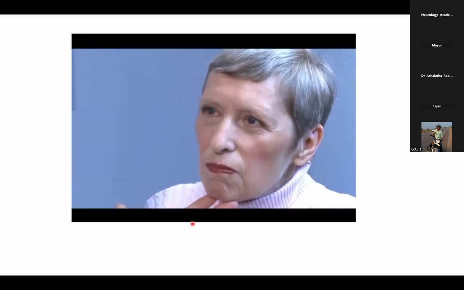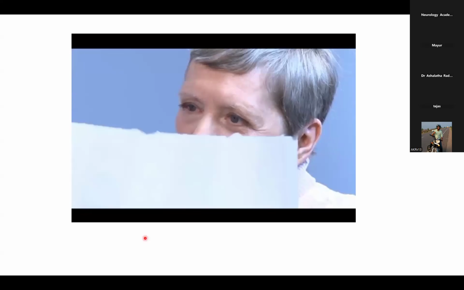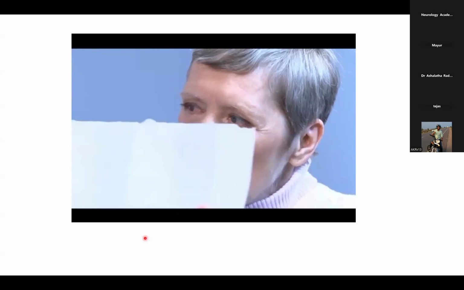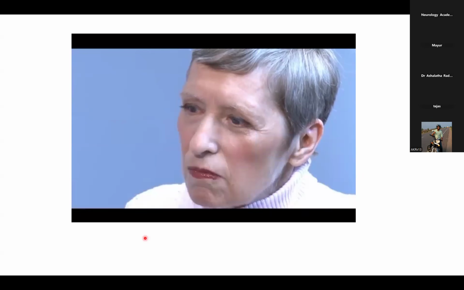And now he's testing the optokinetic nystagmus in the vertical plane, which is almost normal. We can see slight jerky movements. And now he is trying to test it in the vertical plane, in which there are no jerky movements, but there is slow up gaze and down gaze.